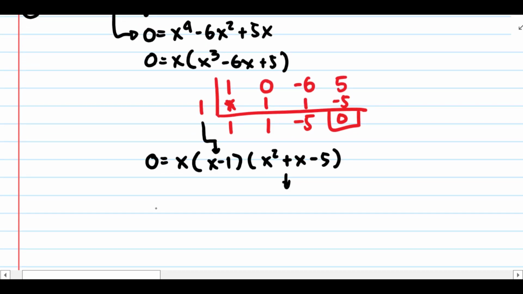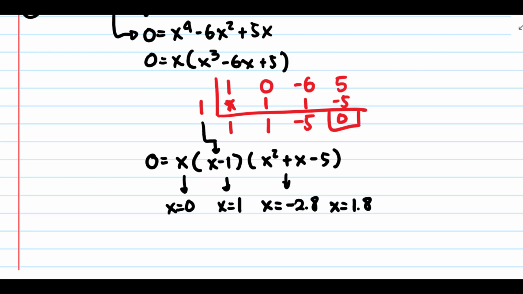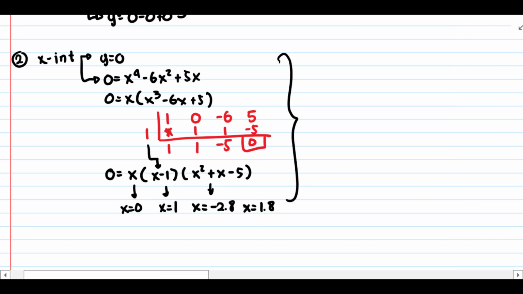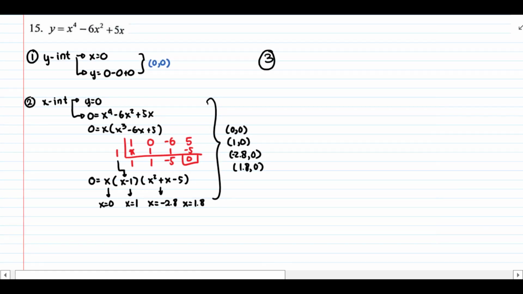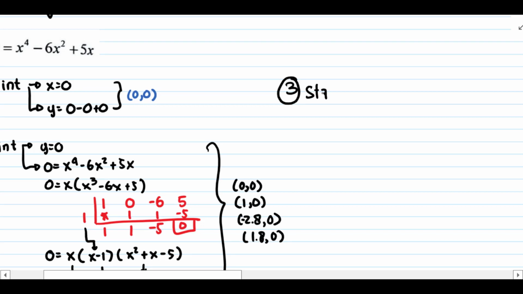And for this one, you can use the quadratic formula to find the value of x. Okay, so from this one you will have x equals 0. From this one you will have x equals 1. From the last one you will have negative 2.8 and also 1.8. So for the second step we will have (0, 0), (1, 0), (negative 2.8, 0), and also (1.8, 0) as the x-intercepts. Next is number 3. For number 3, we have to find the stationary point.